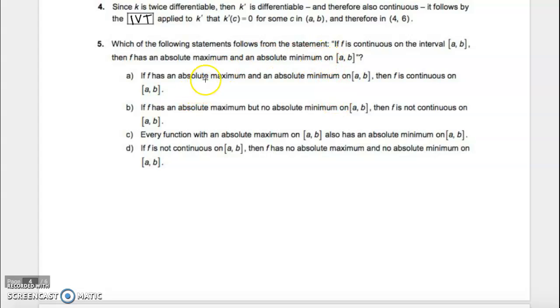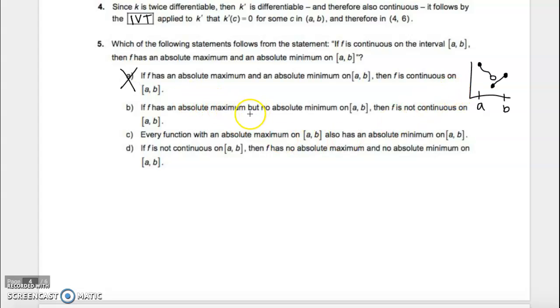If f has an absolute maximum and an absolute minimum on a to b, then f is continuous on a to b. Well, that's not necessarily true because I could have a graph where I have a point up here and then it does this and then it breaks and then it comes down here and then it hops up and then it extends here. So this definitely has a very highest maximum and a very lowest minimum, even though it's a discontinuity. So that's not necessarily true.